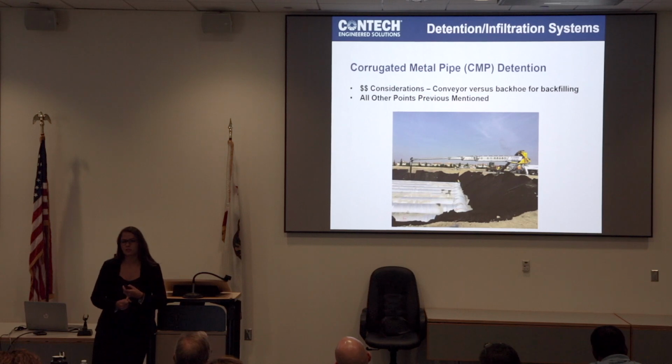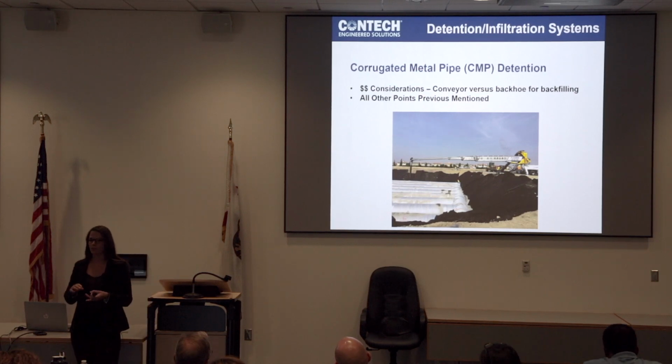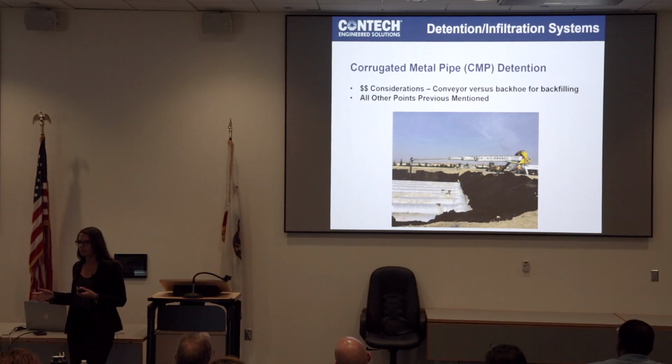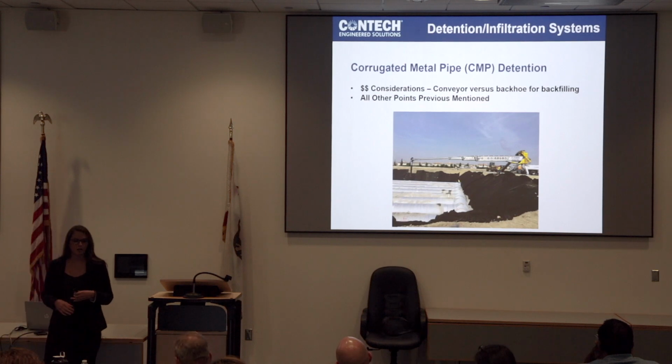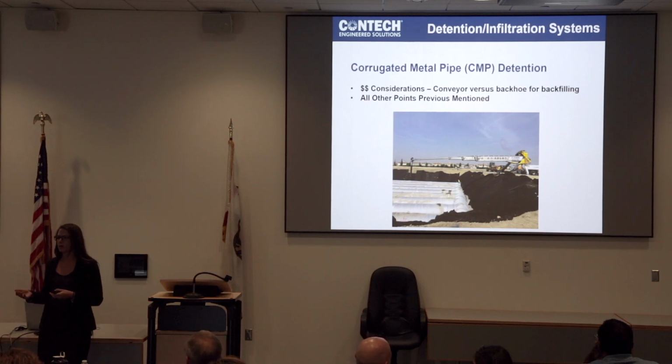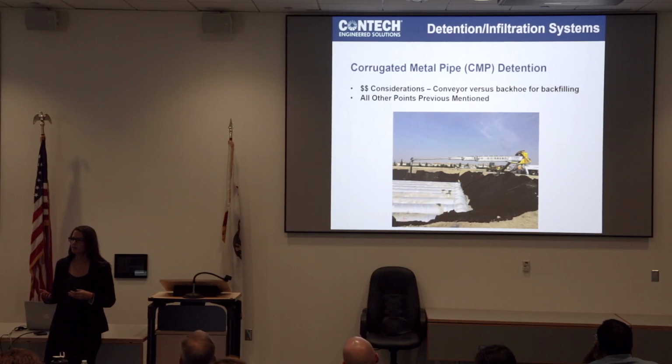You also have all the other considerations to take into account. So, is there going to be a geotextile fabric? What is your loading going over these systems? For some of them, if you have a higher gauge pipe or adequate cover, it might have a different loading restriction. And finally, how are you going to backfill? So you can use a conveyor to backfill, which can cause some cost savings and it will reduce the risk, increase safety. Or you're going to use a backhoe for backfilling.